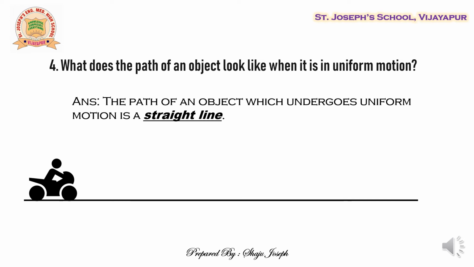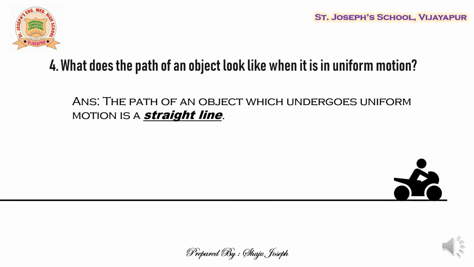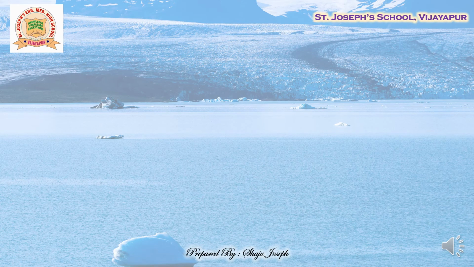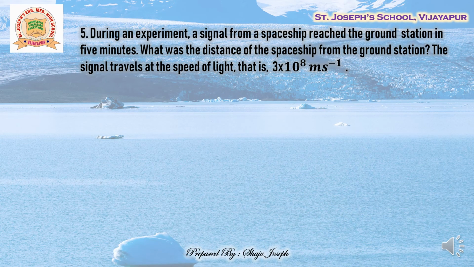Let us take an example of a bike on a road. If you observe the movement of that bike, it's going without changing its speed. And if you concentrate on the path or the road that is traveled, the shape is a straight line. So it's an easy question. If an object is moving with uniform motion, what will be the path? The path is a straight line. Let's go to the next question.